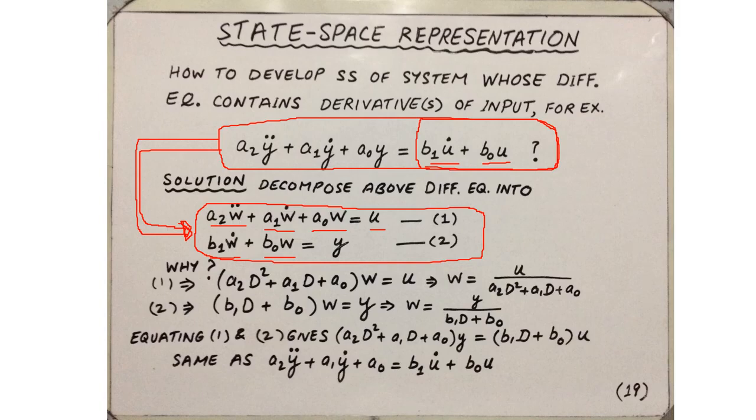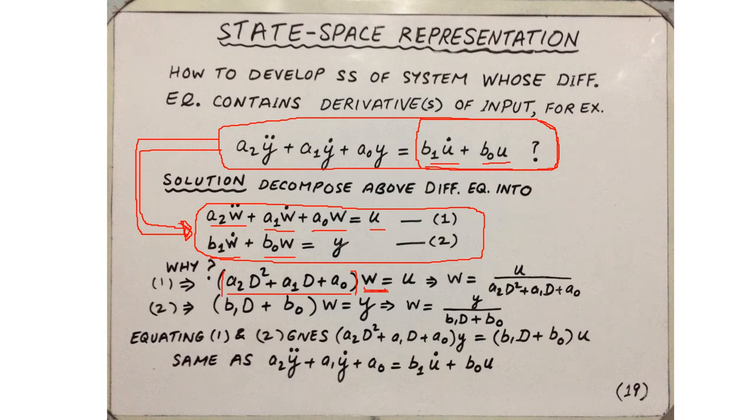So equation 1 can then be represented as a2 times the derivative operator capital D square plus a1 times capital D plus a naught. This whole thing applied to w. So essentially, when we say that this whole weighted sum of derivative operators is applied to w, then there is no difference between that and saying that this quantity inside the bracket is essentially multiplied with w.